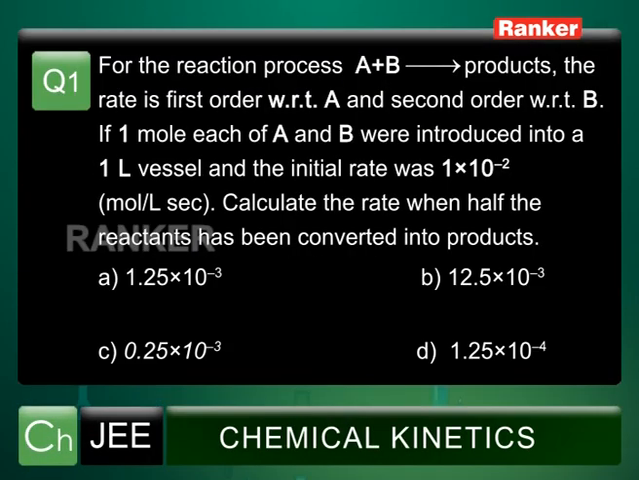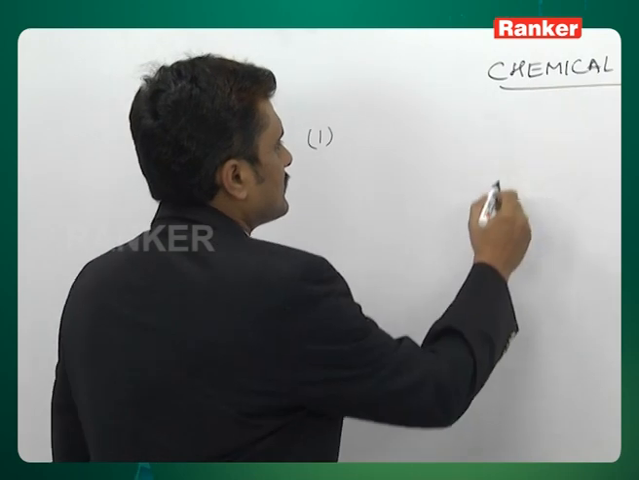Now the first problem is that we have a reaction where A and B are reacting, and the rate of the reaction is first order with respect to A and second order with respect to B. We have taken 1 mole each of A and B, introduced into a 1 liter vessel, with the initial rate being 1 into 10 to the power minus 2 mole per liter per second. Then you have been asked to calculate the rate when half of the reactants have been converted into products. So you have got the reaction here clearly.